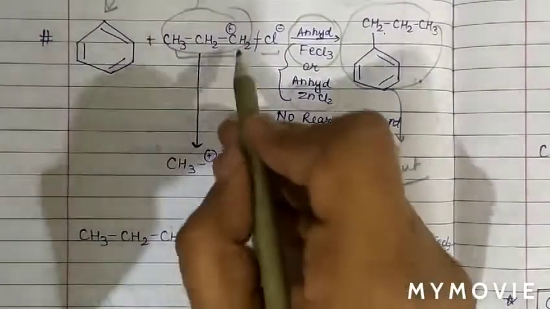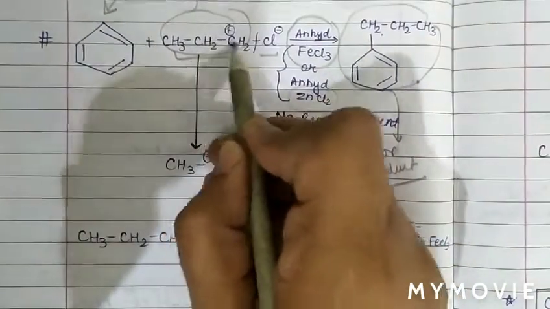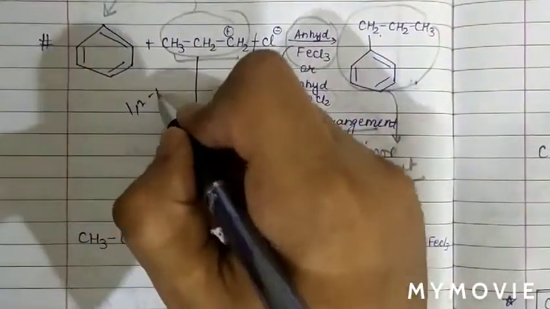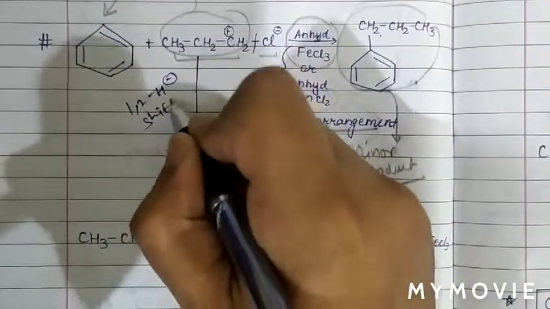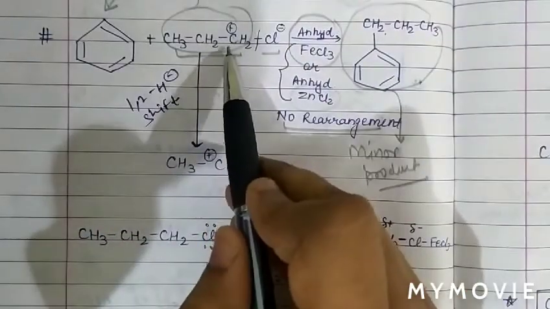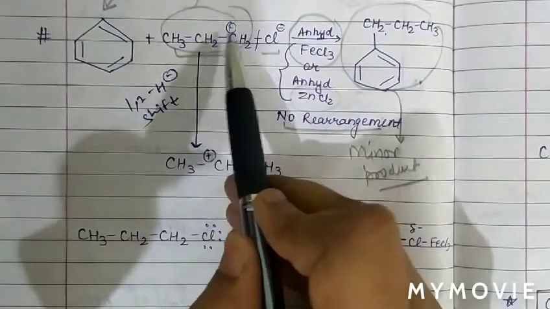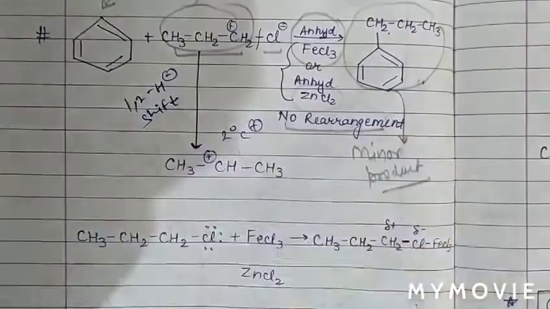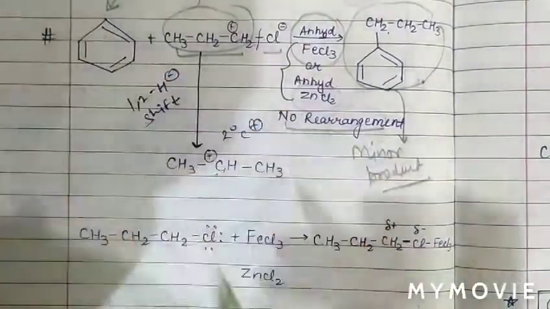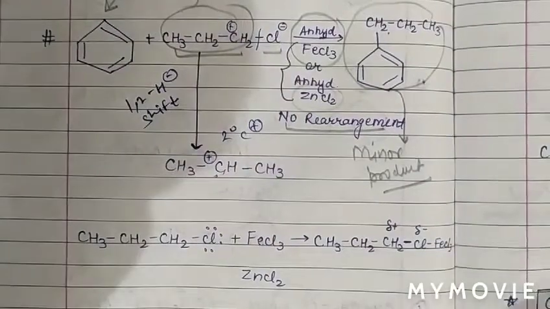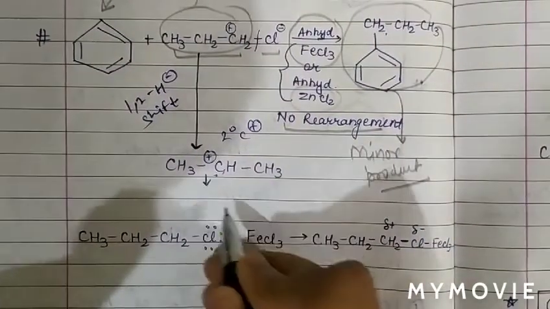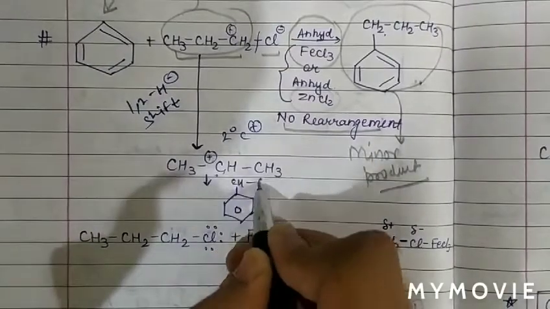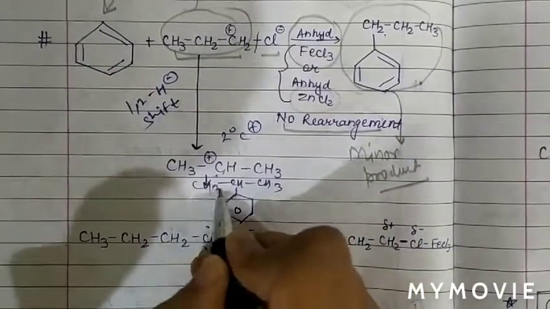Now as we can see, the positive charge can be shifted to this position. So this step is basically a 1,2 hydride shift. Why is there a 1,2 hydride shift? Because a 1 degree carbocation can rearrange into a 2 degree carbocation, because the 2 degree carbocation is more stable. So now this electrophile will attack on the carbon atom, and the major product formed is benzene with CH, CH3 and CH3. So this is the major product.